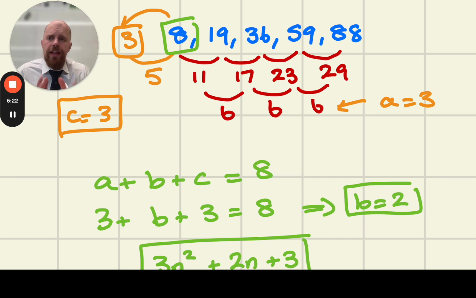And that's always the way. That's how you find the quadratic sequence nth term. Half the second difference to find a. c is the 0th term, so go back one term. b is whatever you need to get the first term when you add a plus b plus c together.